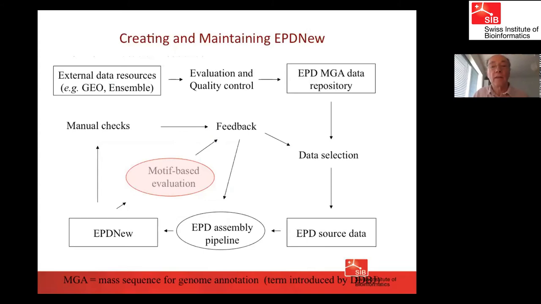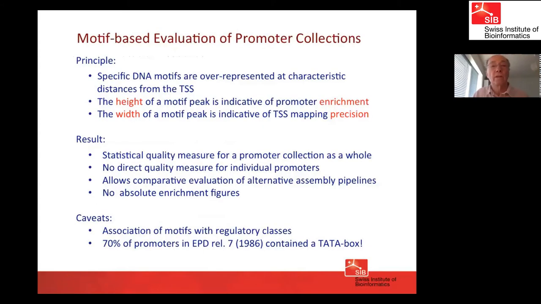Now, to evaluate, I will show just the motif-based evaluation. We introduced this procedure about 15 years ago. The principle is that specific motifs are overrepresented at characteristic distances from the TSS. These motifs are, for instance, the TATA box or the initiator site. The height of a motif peak is indicative of promoter enrichment in the collection. Of course, if I say enrichment, we target something like 95 or 98%. And the width of a motif peak is indicating the precision of the TSS mapping.